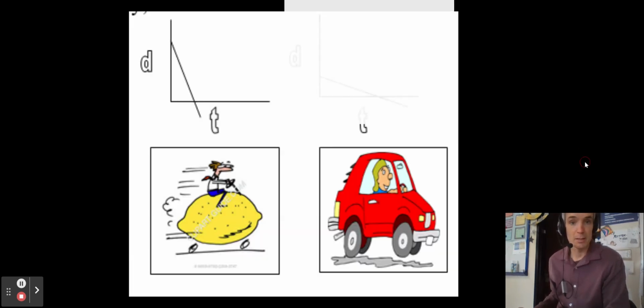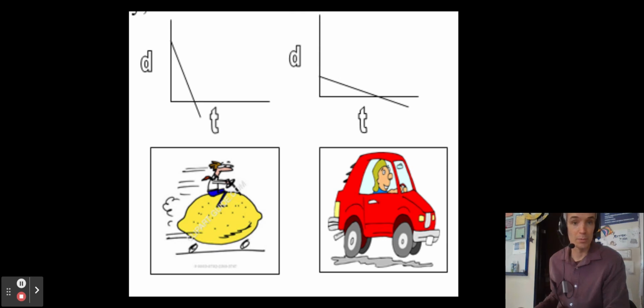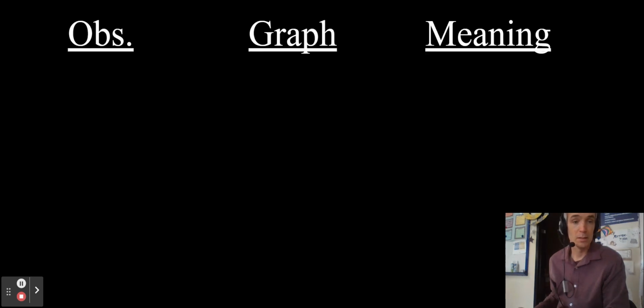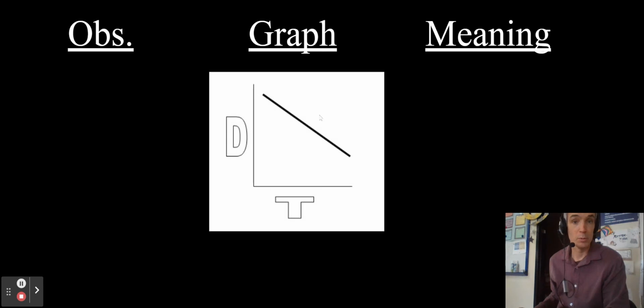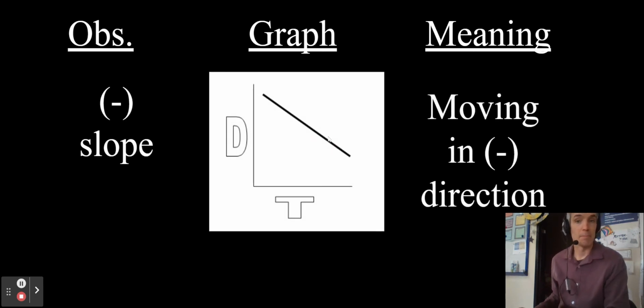Now, the opposite, these 2 people are moving to the left, therefore, they're moving with a negative velocity. So if you've got a negative slope, it means you're moving in the negative direction.